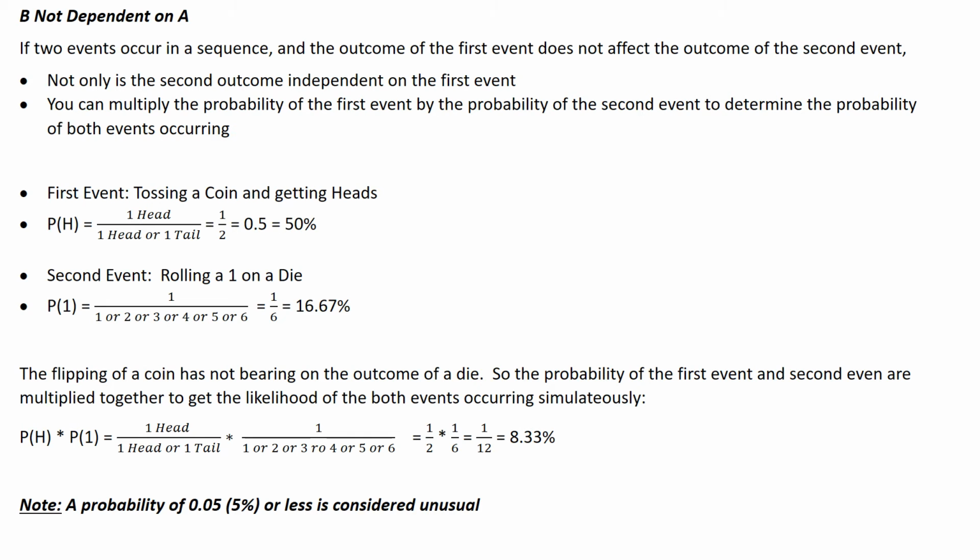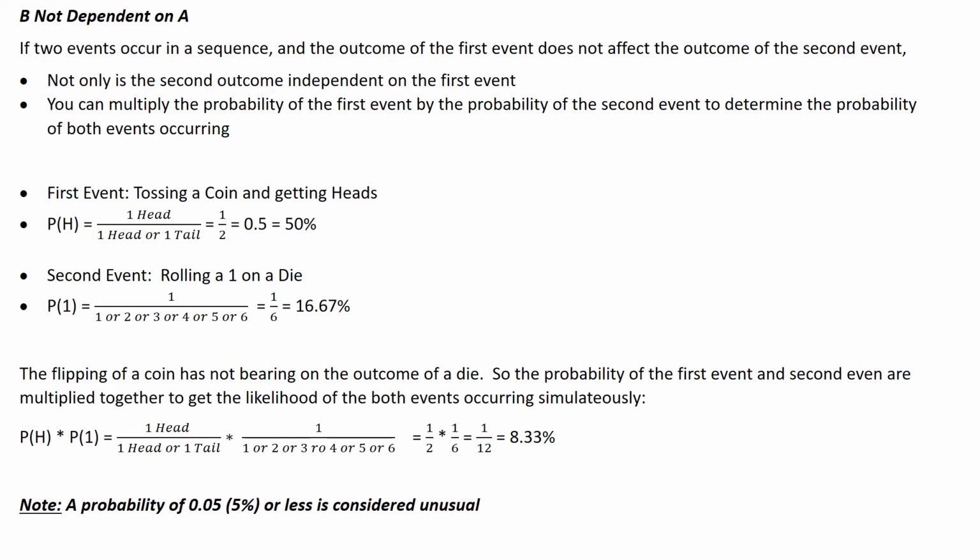My second event, rolling a 1 on a die. I can get a 1 or a 2 or 3 or 4 or 5 or a 6, all equally possible. So getting a 1 is 1 out of 6, or 16.67%. Now, if I want to know the likelihood of getting a head and getting a 1, and again, they're independent of each other. Whether I get a head or a tail has no effect on whether I get a 1, a 2, a 3, a 4, a 5, or 6 on a die.